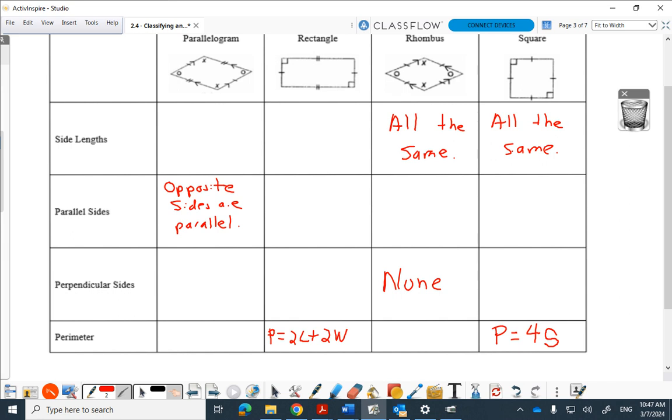Perimeter for rhombus. Perimeter for rhombus, yes? Perimeter equals 4s. 4s again, yes? Because all sides are the same in a rhombus.